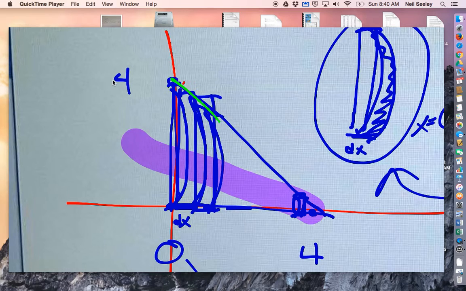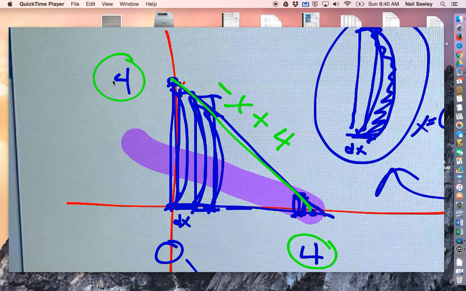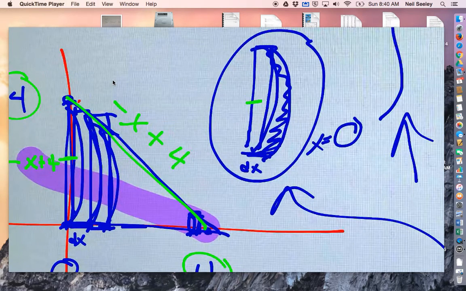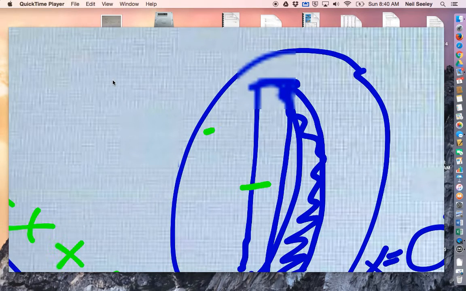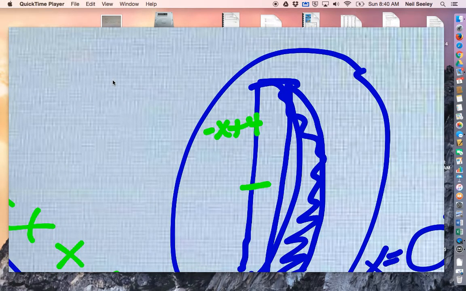So I'm going to go with this nice green color. Here's the top. That equation up there has a y-intercept of 4, and it's going down 1 over 1, so negative x plus 4 is the equation. So the height, or in this case the diameter, of any one of these slices is negative x, whatever x is, plus 4. Well, we want the radius, half of that. Negative x plus 4 is top to bottom, and we're interested in how far it is from halfway across. So that's negative x plus 4, over 2, and that's our radius.